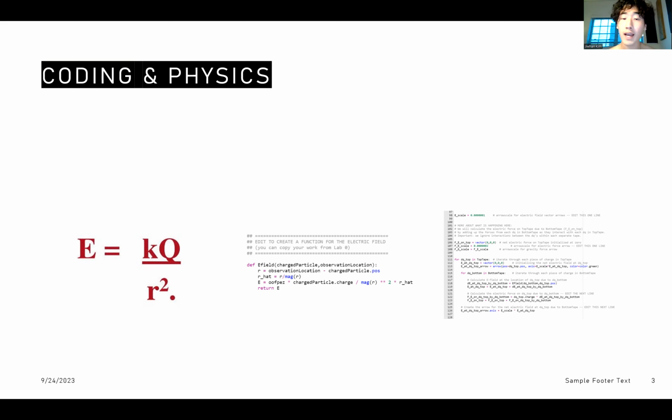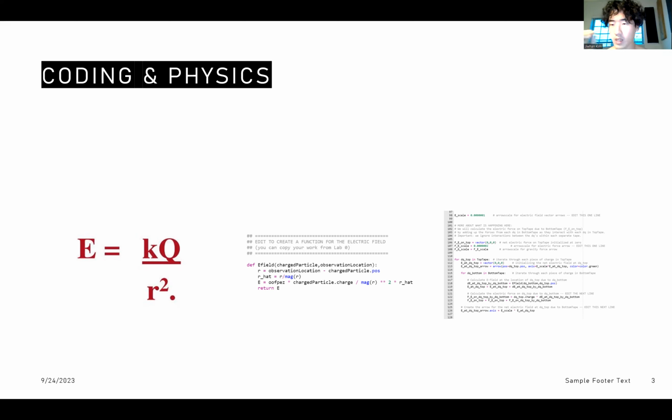You get the position. R has the magnitude of R, which in this case would be a vector. And E equals the constant, 9 times 10 to the ninth, multiplied by the charge, divided by the magnitude of R squared, multiplied by R hat. And that whole function returns the electric field. And the second part where I had to edit the code was actually quite simple.